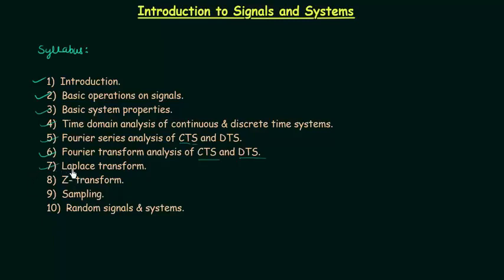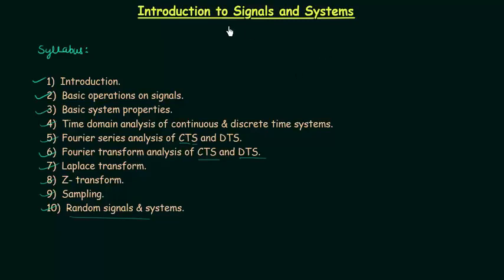The seventh part is the Laplace transform. The eighth part is the Z transform. The ninth part is the sampling theorem, and the last part is the random signals and systems. So this is the syllabus, and we will try to complete this syllabus in the coming presentations.